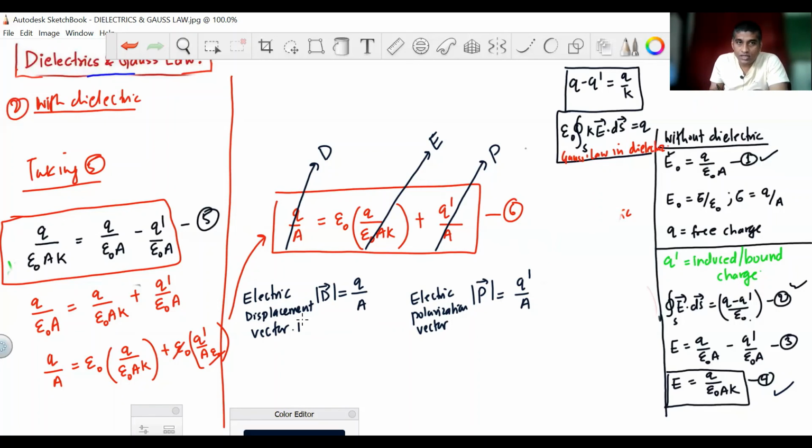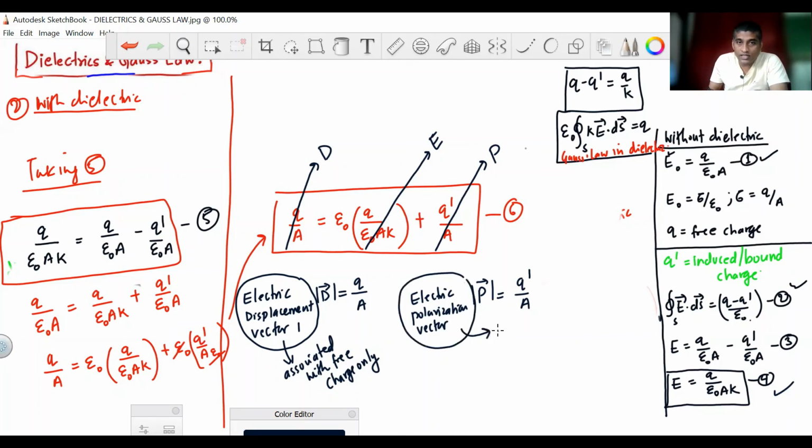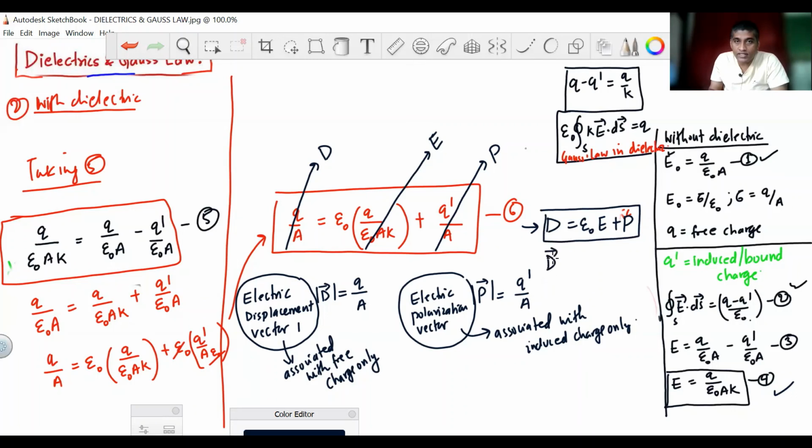Now we need to understand that the electric displacement vector is associated with free charge only, whereas the electric polarization vector is associated with bound or induced charge only. So this is to be noted. So we can write equation 6 in this way: D equals epsilon 0 E plus P. So in vector form, we can write vector D equals epsilon 0 vector E plus vector P.